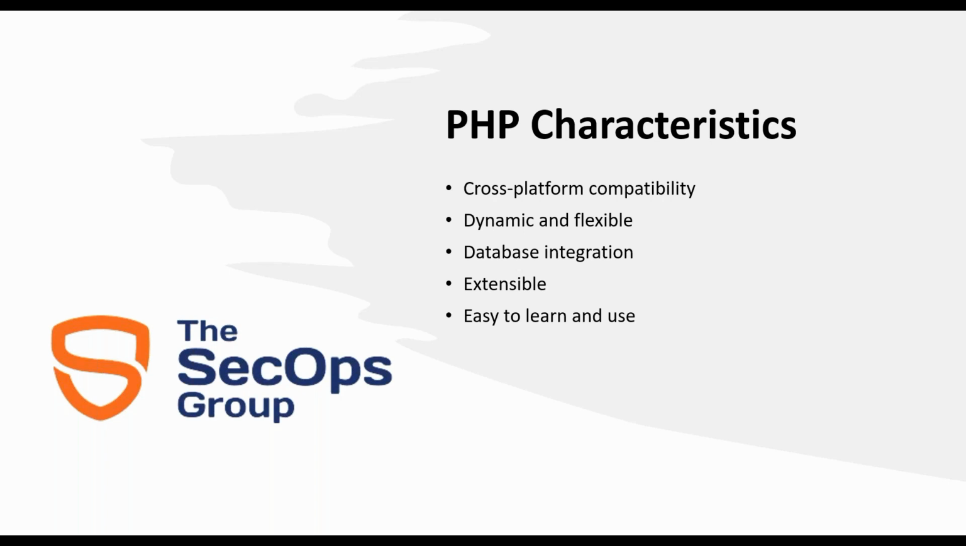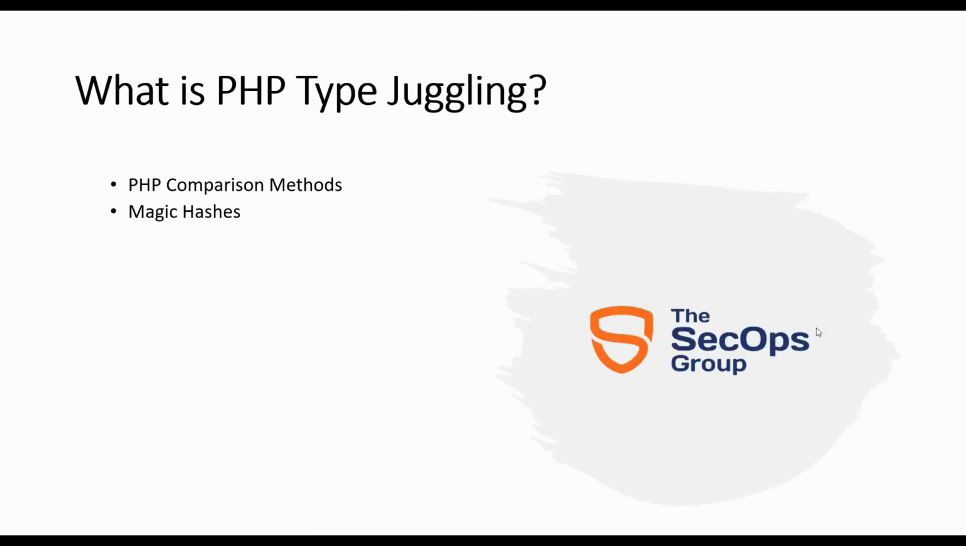Now, as we know about PHP, let's move to PHP type juggling. So, what is PHP type juggling? Here, type juggling refers to a functionality of PHP in which the PHP engine converts the data types of the operands before comparing them. Now, the question is why it needs to convert the data type.